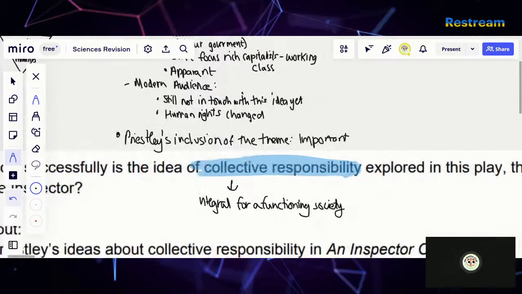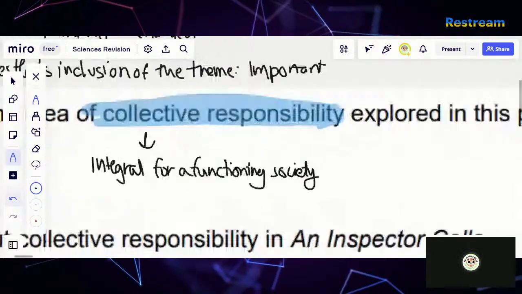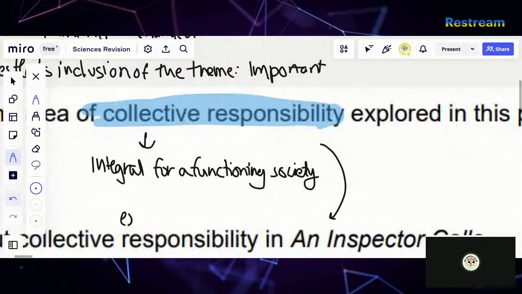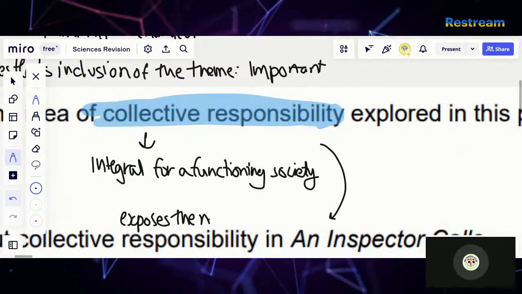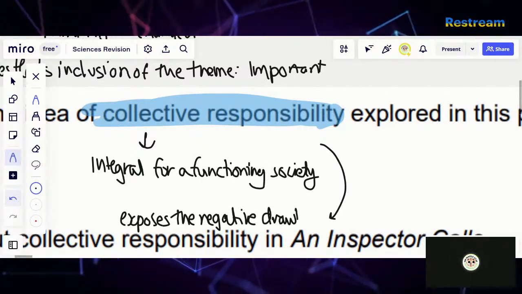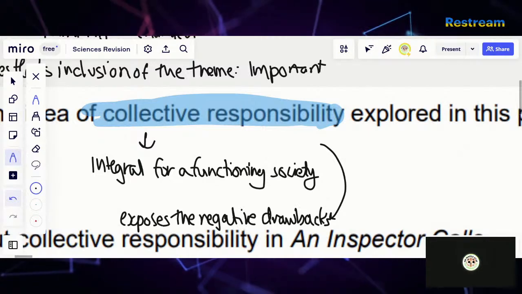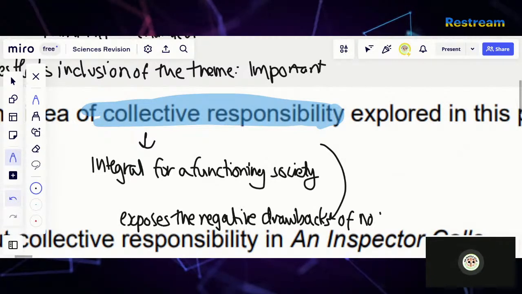And how does he represent this idea of collective responsibility? He exposes the negative drawbacks of no responsibility.